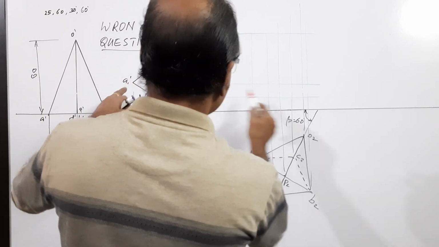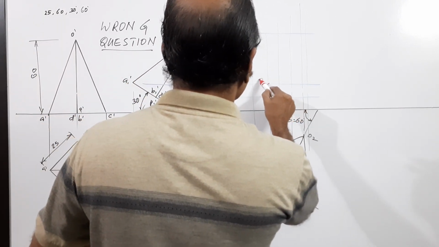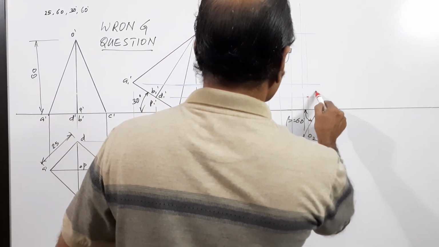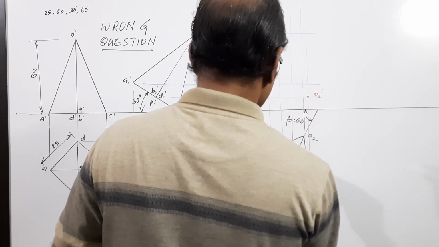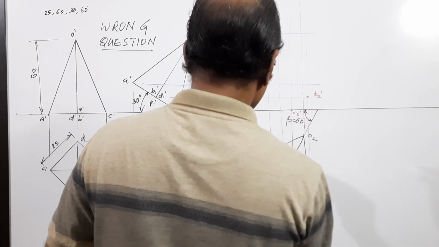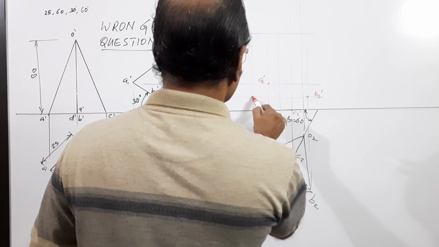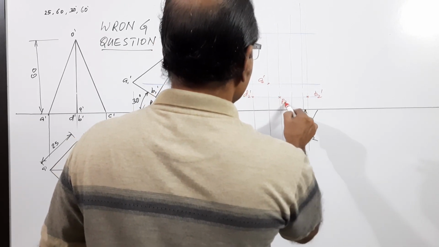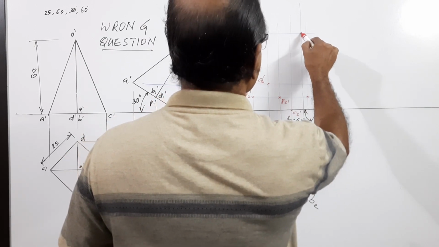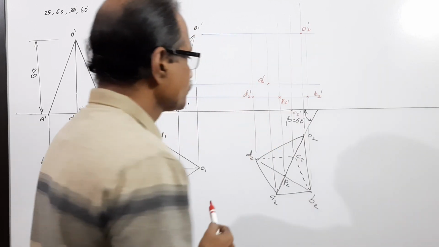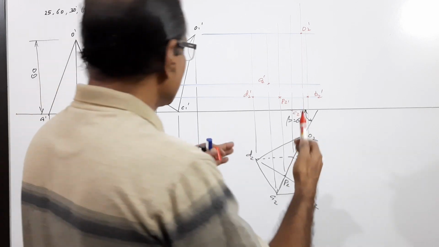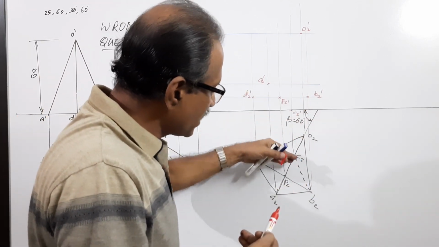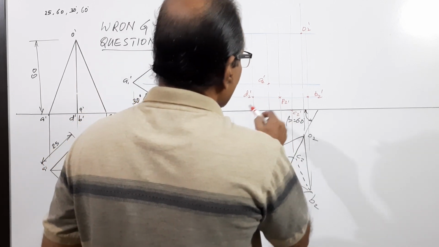A2, A1 dash, A2 dash, B2 dash, C2 dash, D2 dash, P2 dash, O2 dash. When you look in this direction, the base is nearer to the observer, apex is nearer to VP, so the full base will be visible.